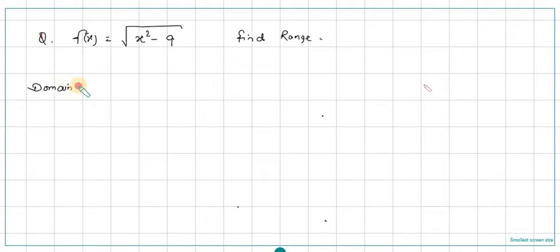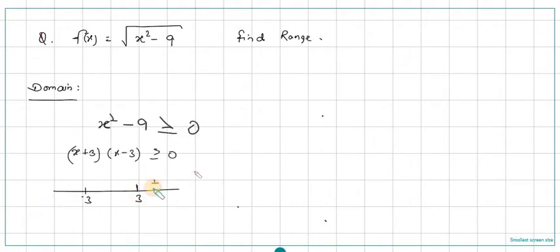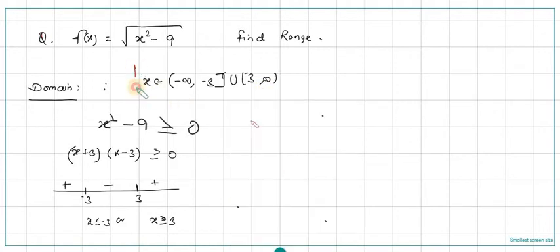Hello? Yes, sir. Yeah, so please find this domain first. How do we find the domain? Positive, negative, those things. This is positive, this is negative, then this is again positive. So x should be greater than 3 and x should be less than -3. Okay, so the domain we get is x belongs to negative infinity to negative 3, union 3 to infinity. So that's the domain we got, and this is our previous knowledge.